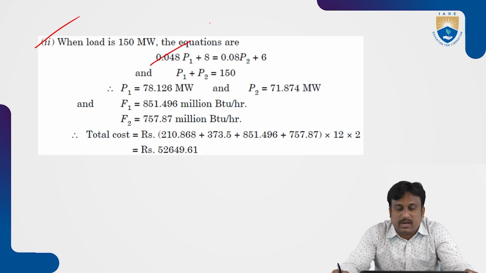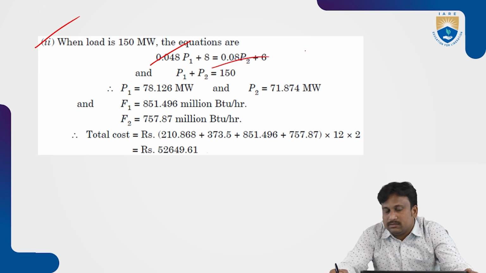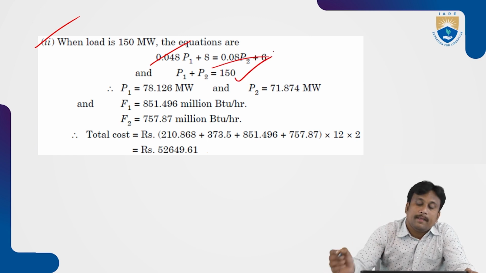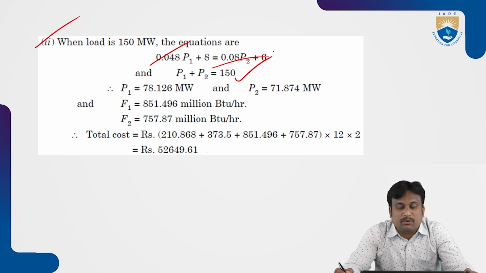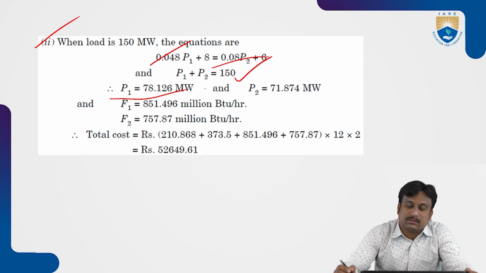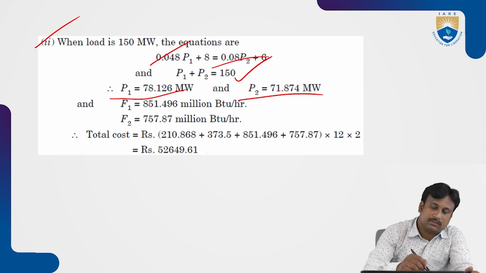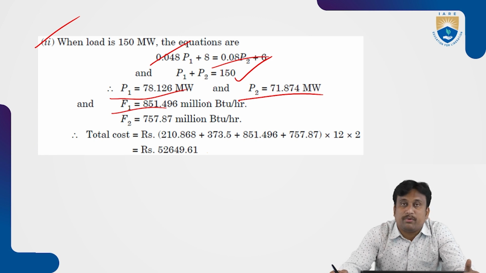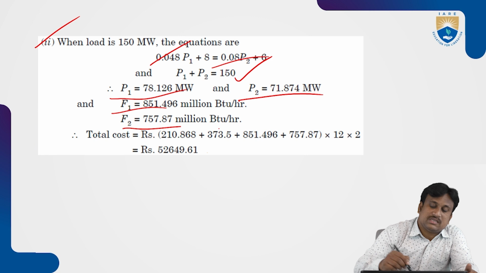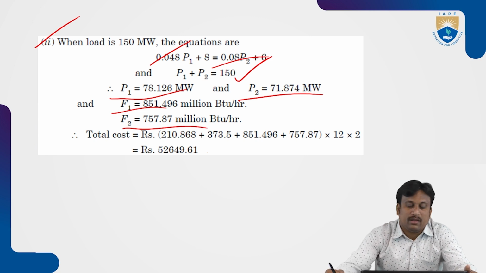When the load is about 150 megawatts, the equations can be written as 0.048 P1 plus 8 equals 0.08 P2 plus 6, and the total load combination P1 plus P2 is 150. Therefore P1 is 78 megawatts and P2 is 71.87 megawatts. F1 is 851.496 million BTU per hour and F2 is 757.87 million BTU per hour.